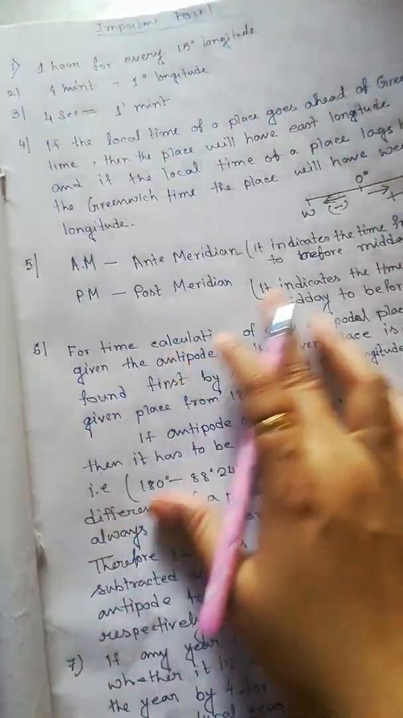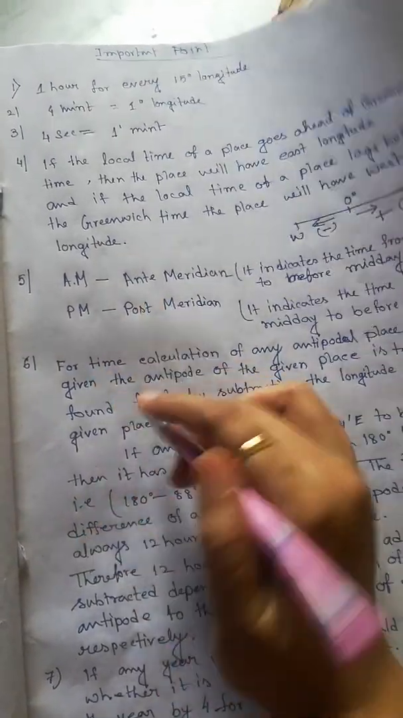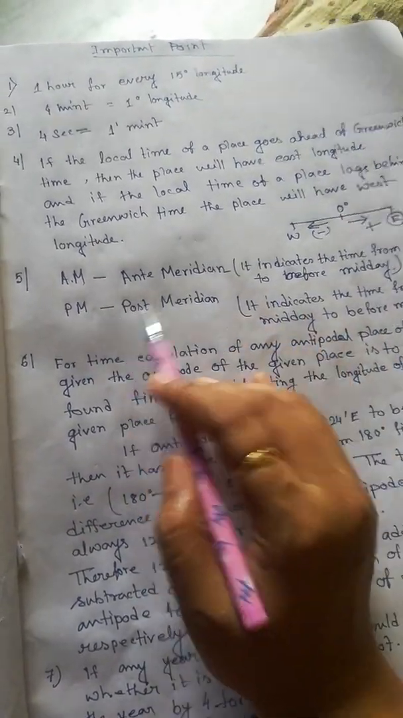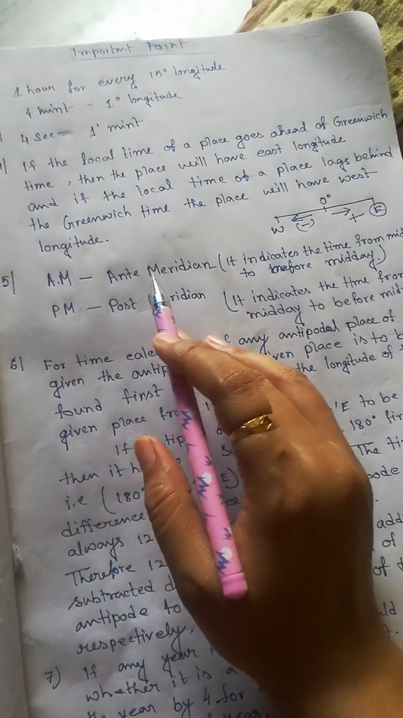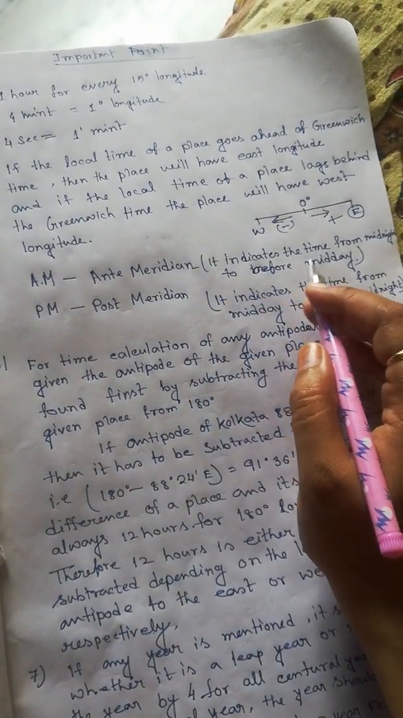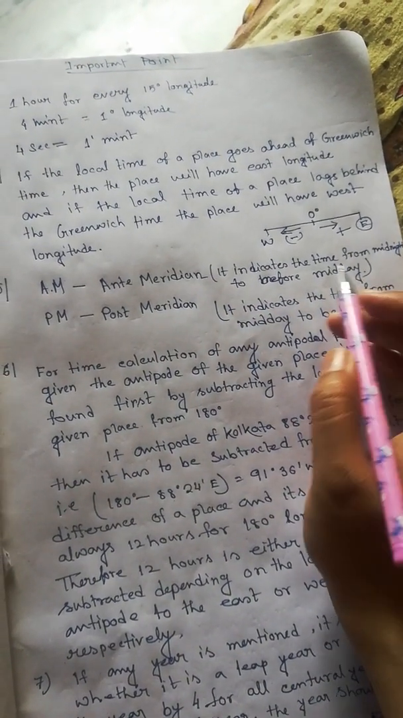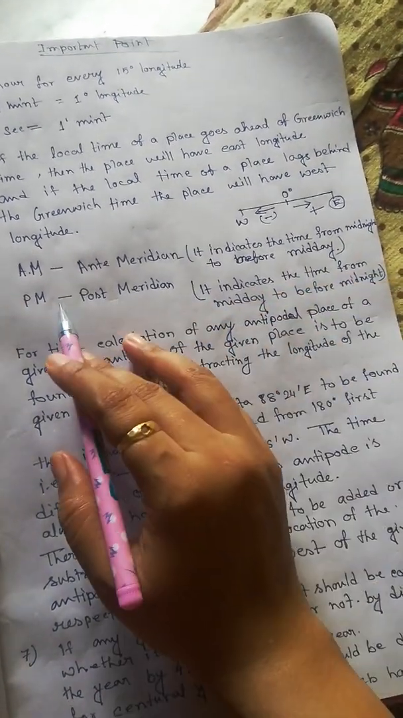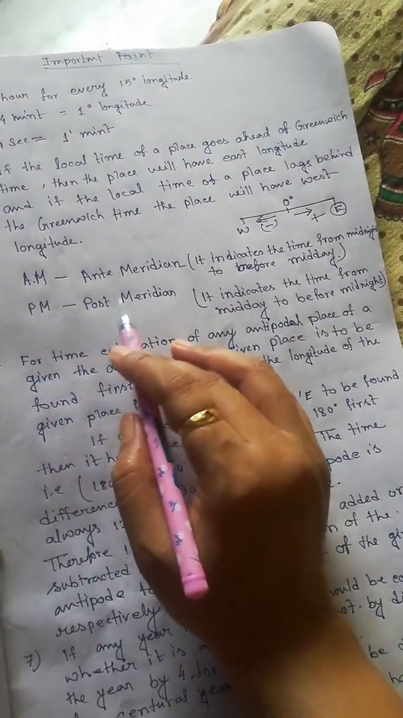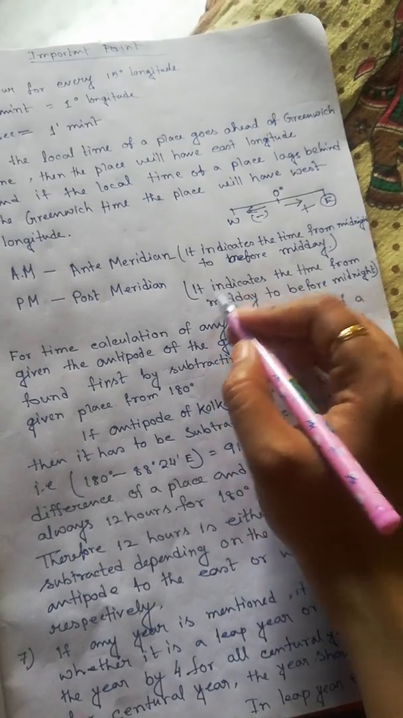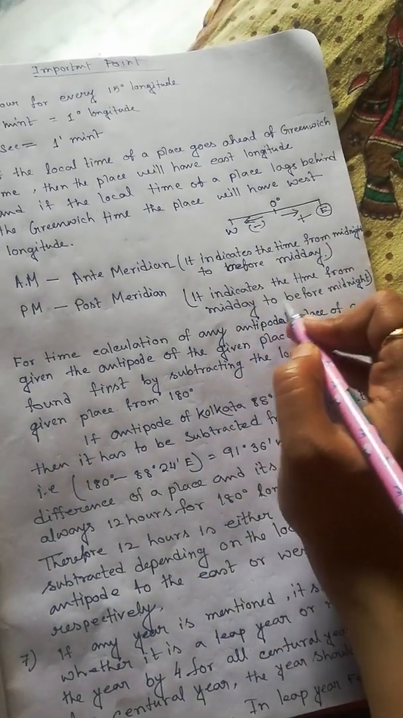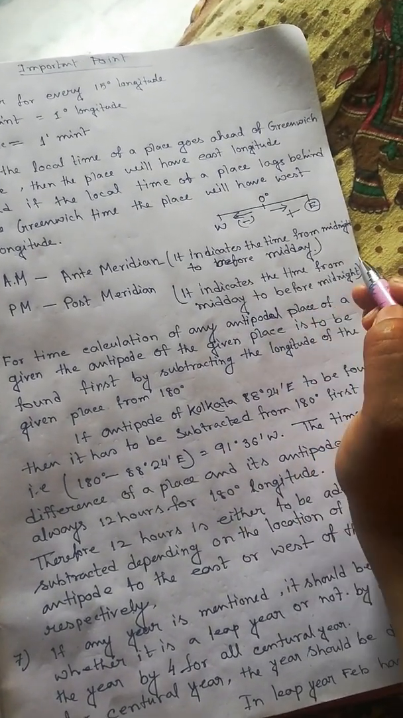Okay, and the next point you have to remember is AM and PM, ante-meridian and post-meridian. What is that? Ante-meridian indicates the time from midnight to before midday, and PM, post-meridian, indicates the time from midday to before midnight.